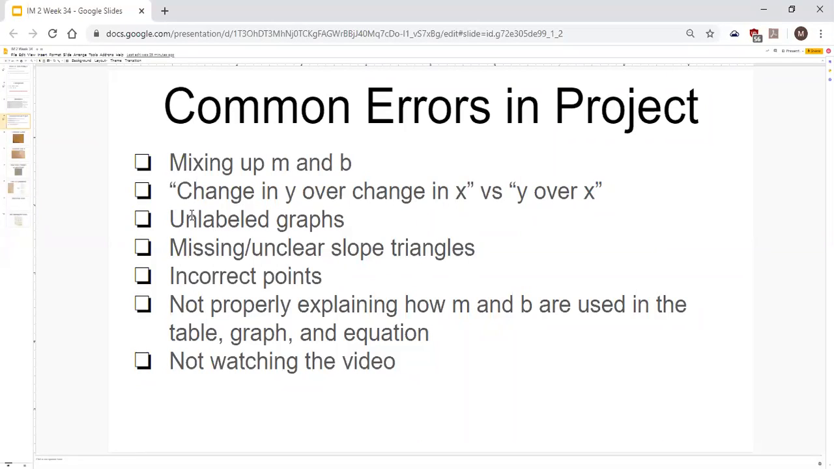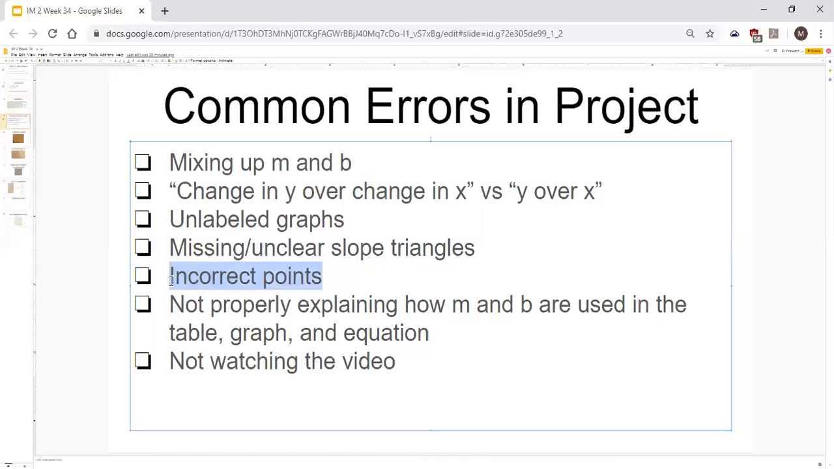Another common mistake is not labeling your graphs. Some of you are not graphing correctly, and when you don't label them, we can tell that you're not graphing correctly because you're trying to hide the fact that the graph is not done correctly. Missing or unclear slope triangles. Make sure you draw your slope triangles showing the change in y and the change in x. When you draw your slope triangles, it helps identify the points correctly, because some students are using incorrect points. So make sure you draw slope triangles for each of your graphs.